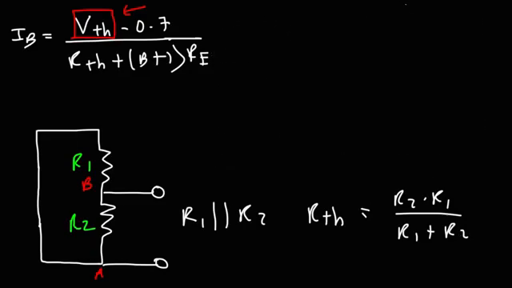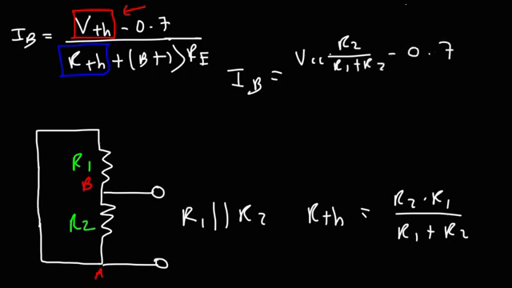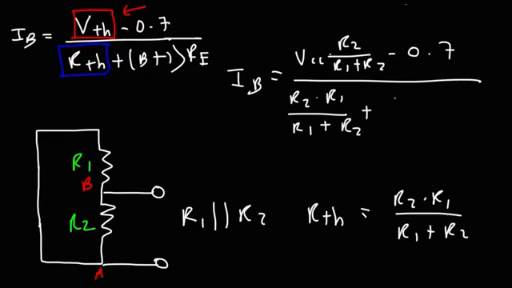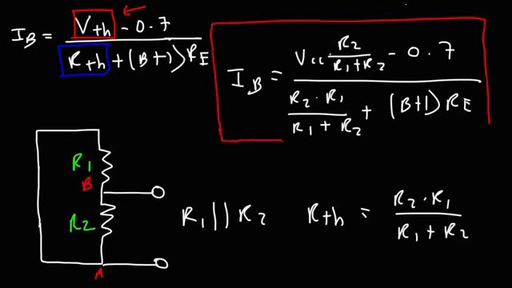So now putting this together, we can write our final equation. So now we just have to replace R Thevenin and V Thevenin. So the base current is going to be V Thevenin, which we said is VCC times R2 over R1 plus R2, minus 0.7, and then replacing R Thevenin, we have R2 times R1 over R1 plus R2, and then plus beta plus 1 times RE. So that's the formula we need in order to calculate the base current of the voltage divider bias circuit.